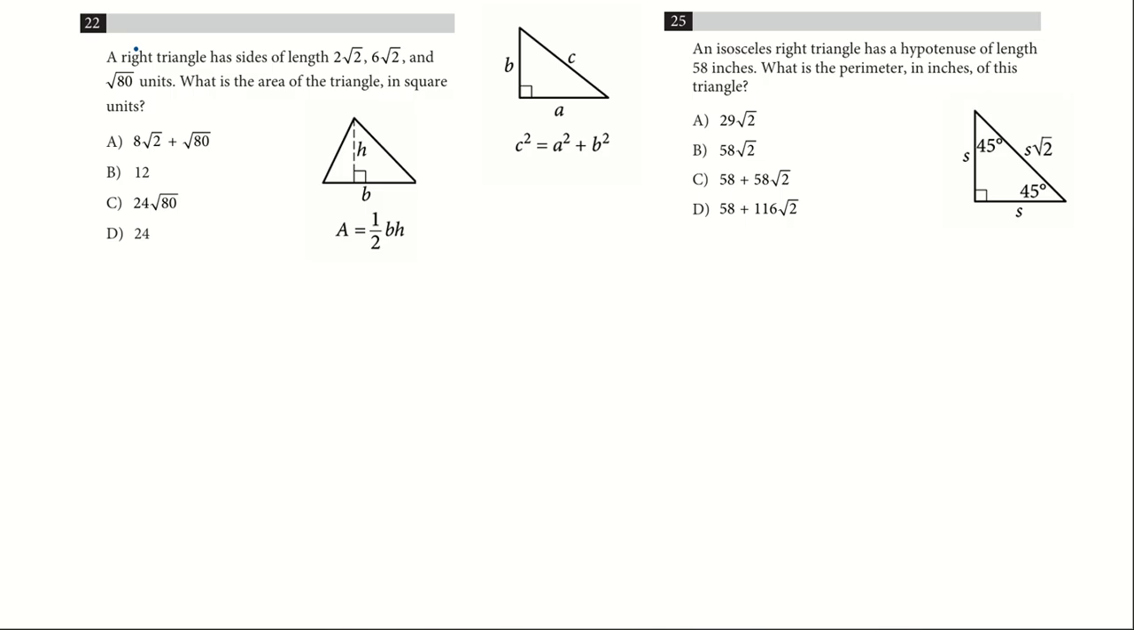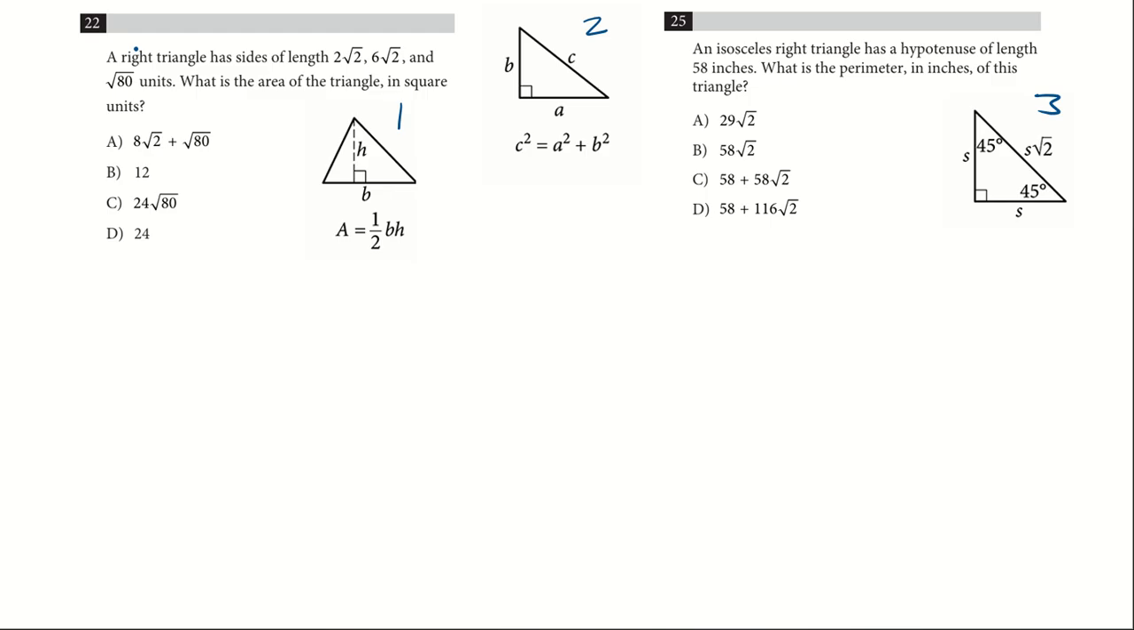The SAT does have formulas and pictures that they give you specific to geometry. I grabbed these from the formula sheet. We're going to just label them 1, 2, and 3, and we'll talk about how they're related. 22. A right triangle has side lengths of 2 square root of 2, 6 square root of 2, and square root of 80 units. What is the area of the triangle in square units?